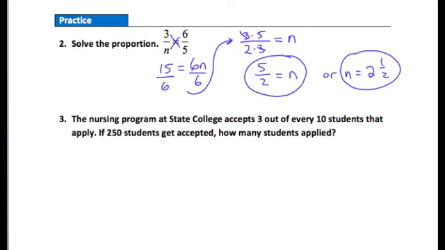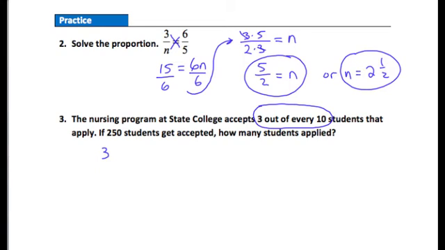Okay, question 3. The nursing program at State College accepts 3 out of every 10 students that apply. If 250 students get accepted, how many students applied? So when I was reading this problem, as soon as I saw that State College accepts 3 out of 10, I thought, oh, there's my given rate here. Sorry, given ratio. So 3 out of every 10 students.